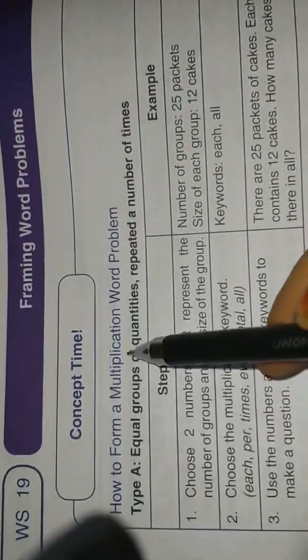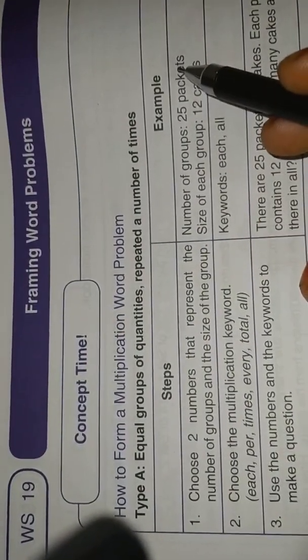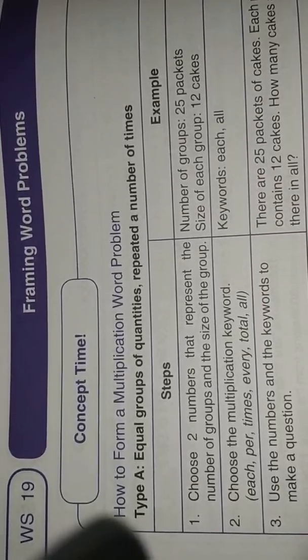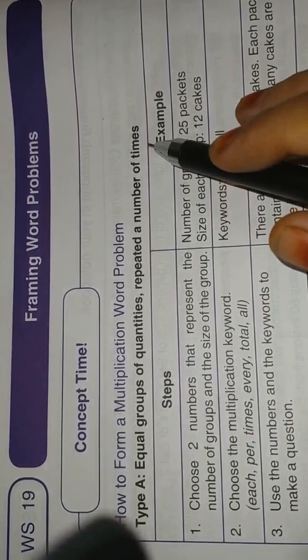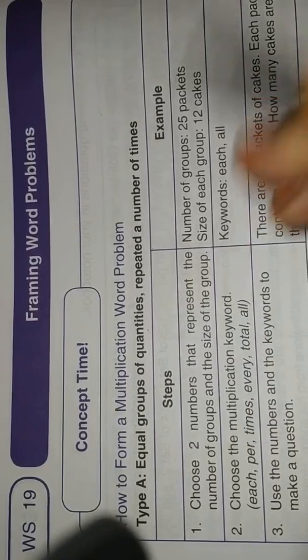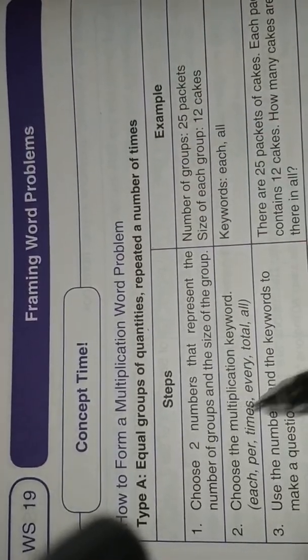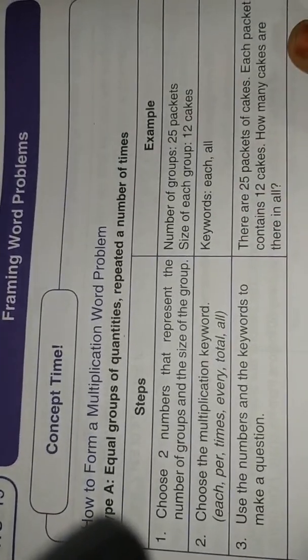So how to form a multiplication word problem, students? Here are the 3 steps. Using these 3 steps, we will get the answers. Now, type A: equal groups of quantities, repeated a number of times. The number we have must be placed as the quantity of an equal group. Now here are the 3 steps. We have to follow these steps and then write the question.